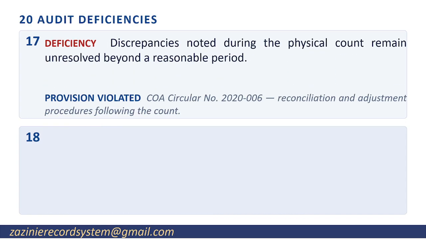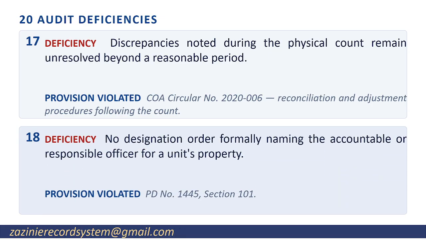20 audit deficiencies. Number 17. Deficiency: discrepancies noted during the physical count remain unresolved beyond a reasonable period. Number 18. Deficiency: no designation order formally naming the accountable or responsible officer for a unit's property.